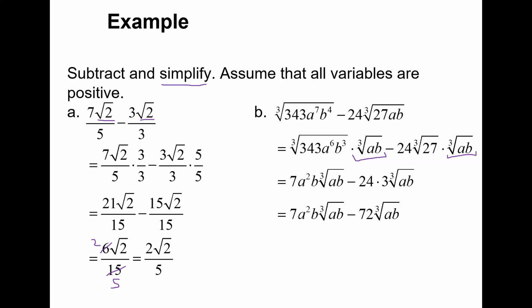So now I have 7a squared b cubed minus 72. And the last thing we can do is factor out this here, and what's left is 7a squared b cubed minus 72. We can leave that in parentheses, and that would be our answer. That's going to be our same index and same radicand, and that's why we added those together. Okay.